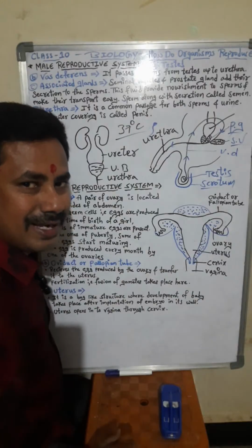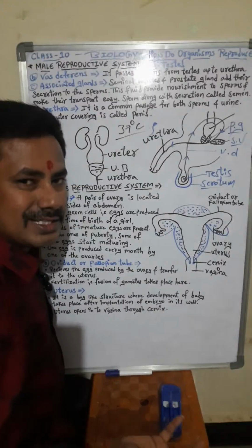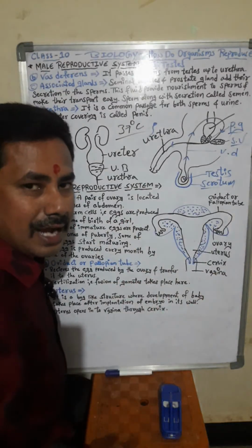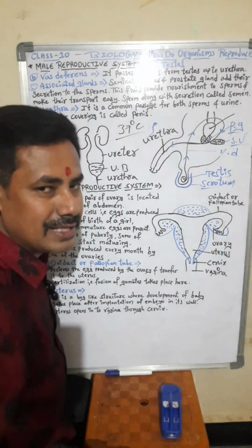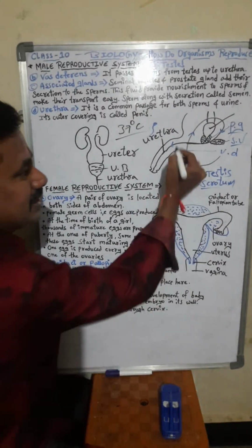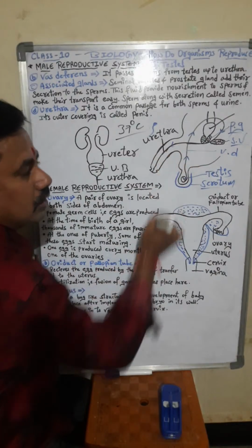This question has been asked, that's why I am stressing it again and again. Why are the testes inside the scrotum and outside the abdominal cavity? Many times this question has been asked in your previous examinations. Okay, fine. So this urethra is covered by a muscular organ called the penis.